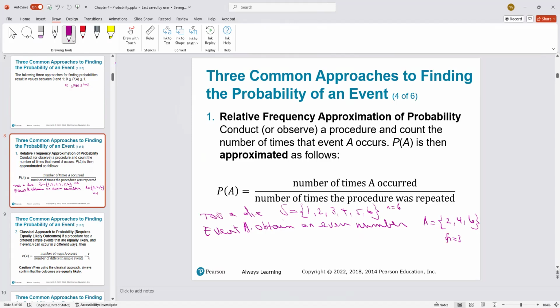Or we can say the frequency, how many times, 3 times. So for this probability, we said the number of times A occurred, 3 times, over the total number of times the procedure was repeated, 6. So that would be 1/2, which is 50%, or 0.5. Different ways of expressing the same thing.